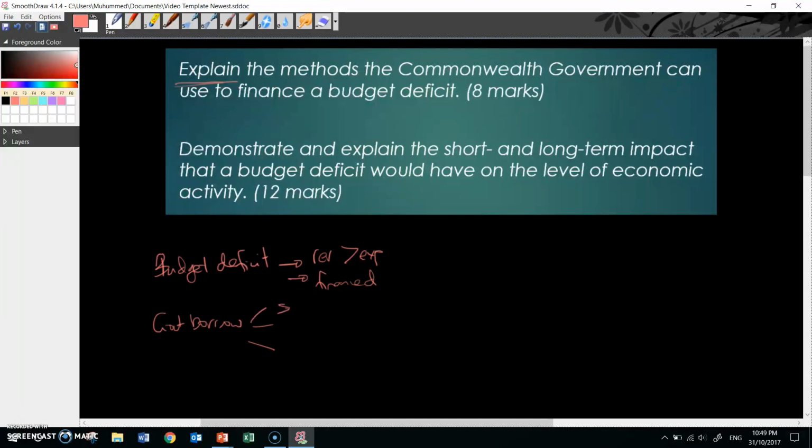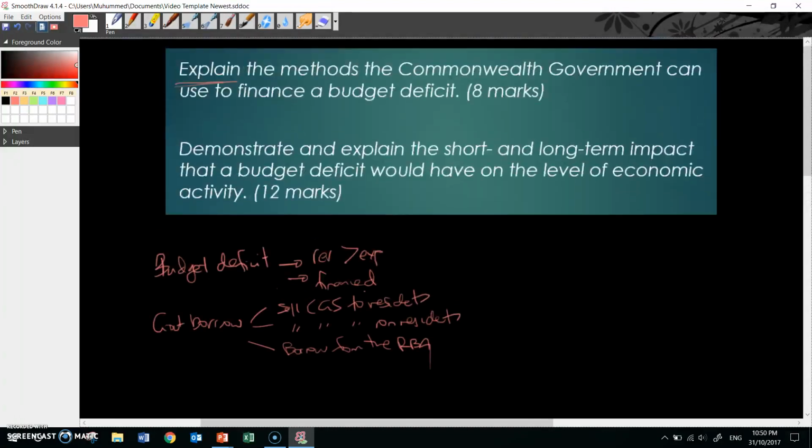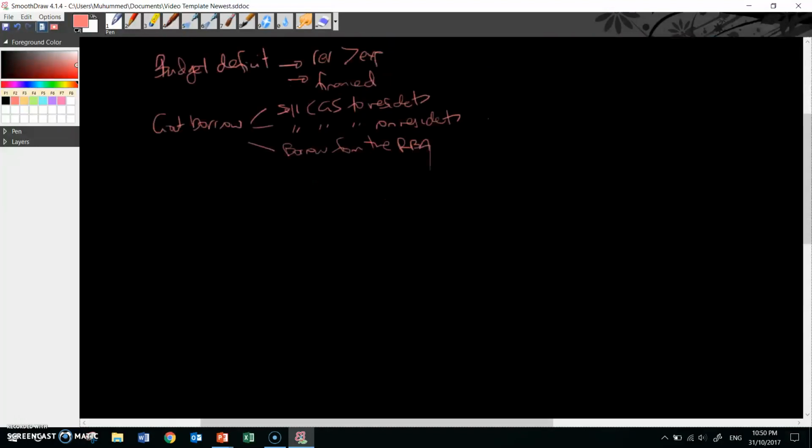First of all would be to sell CGS to, we'll say, residents. Next would be to sell CGS to non-residents. And finally, we know that the government can also borrow from the RBA. Boom. So that literally would be the planning that I would do for the first question. It didn't take long at all, but if I were to write through this response, I would be able to make sure that I meet all the requirements of the question and ensure that I don't miss out on anything and that I define the terms that are relevant.